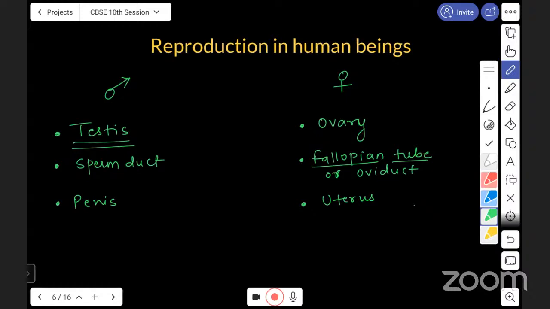Okay? So remember, if you are asked a question on this, then make sure you mention that menstruation occurs if fertilization does not occur. If fertilization has occurred, then the inner lining of the uterus is maintained because it is now required for the growth of the baby.